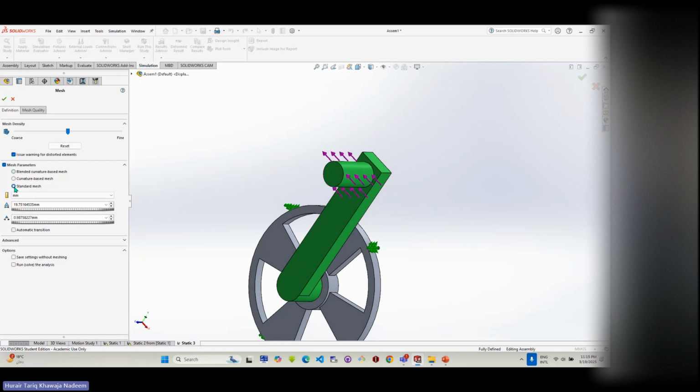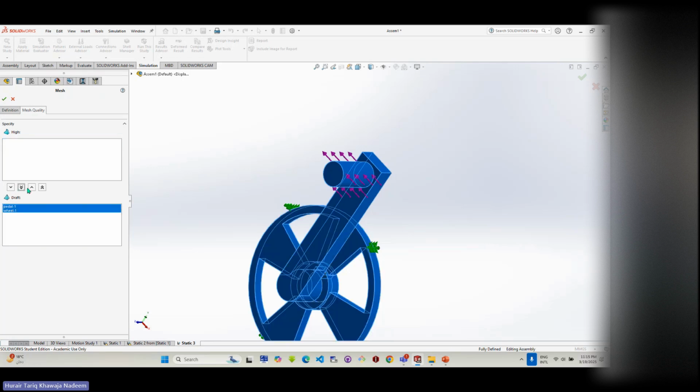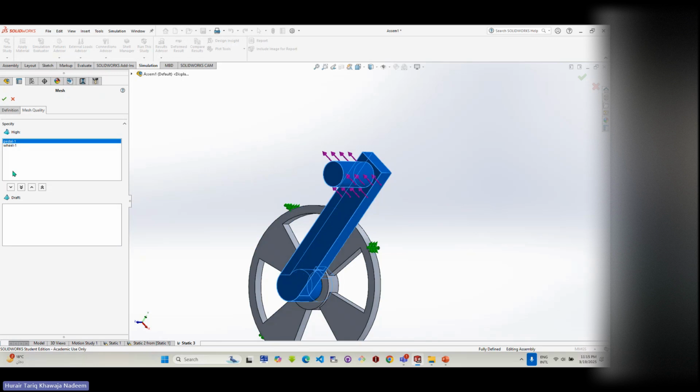This is a standard mesh, the least expensive one, or least computationally expensive one. This is curvature based mesh. It has got curvature, and this is blended curvature based mesh, the superior quality mesh. Okay. And mesh quality, we discuss about this. So if you want to have both of them, for example, you can bring both of them down, both of them up, or you can bring one down and one up. It's up to you. Okay.